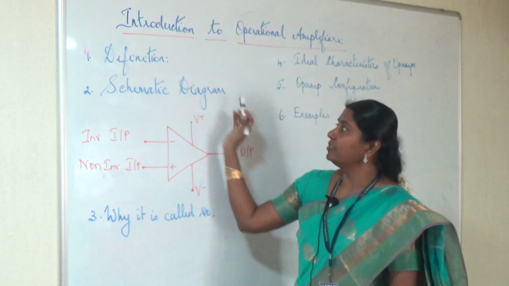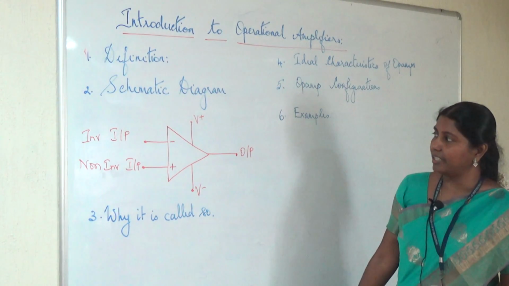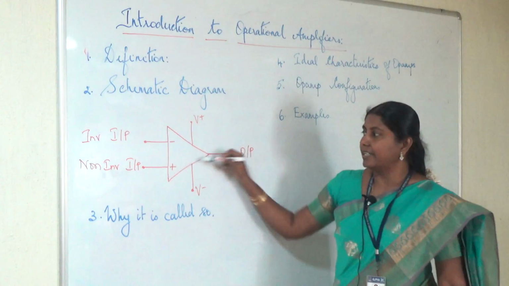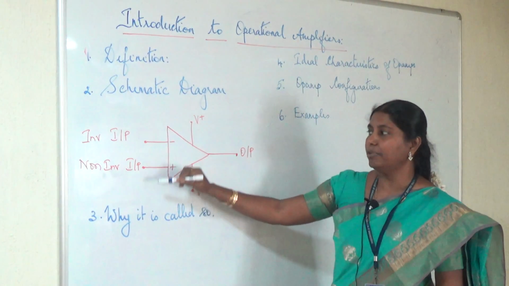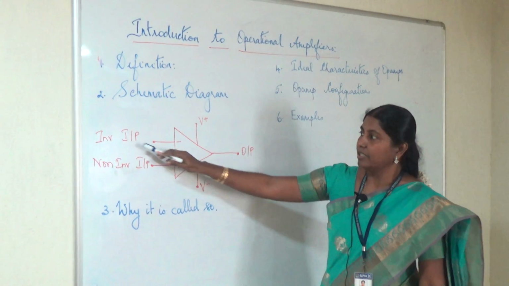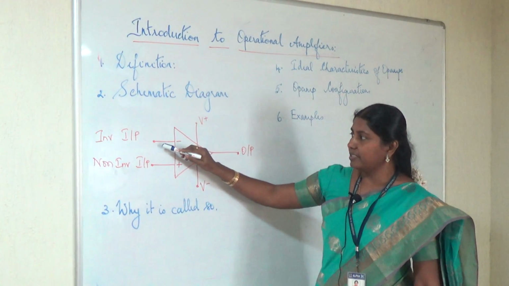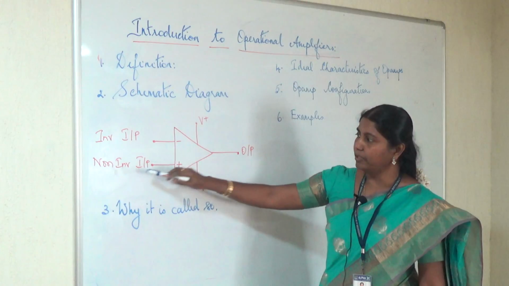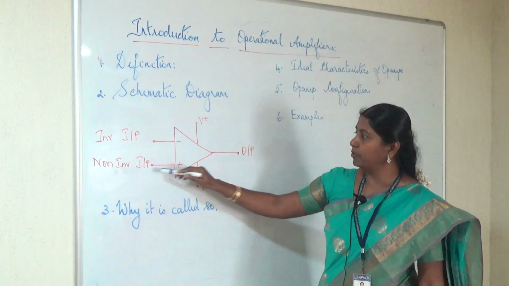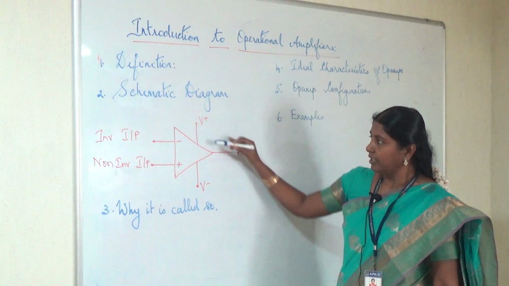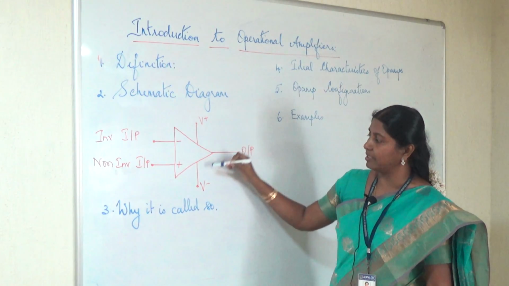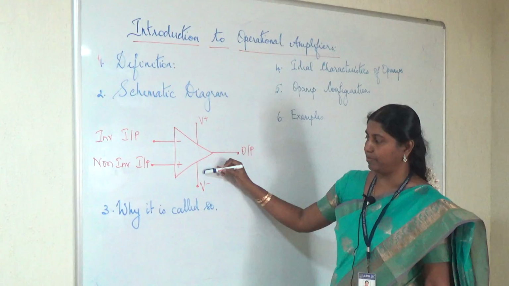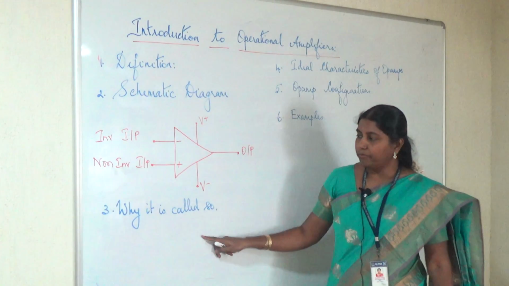Now when we come down to the schematic diagram of the operational amplifier, this is the representation of an op-amp. An op-amp is supposed to have 5 inputs or outputs. The first input is called the inverting input, then we have a non-inverting input, and then we have an output. There are 2 power supply terminals, one for the positive power supply and the second for the negative power supply.